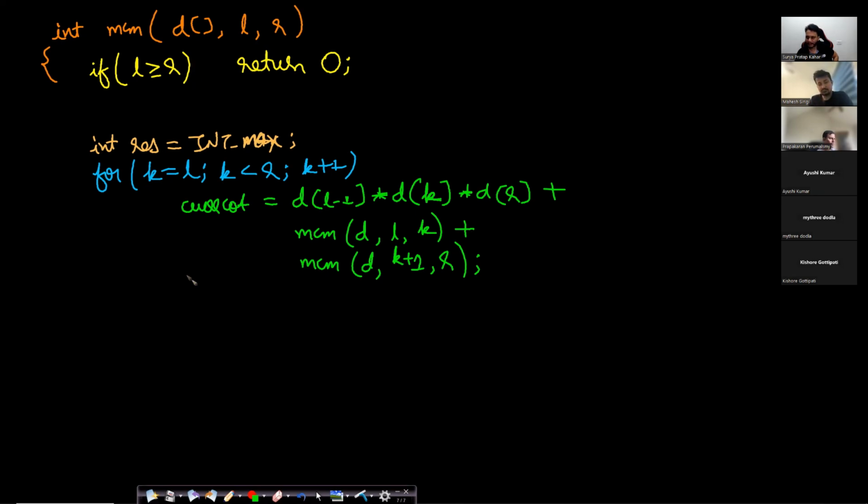And when you have got the current cost, then you will write the result will be equal to the minimum of result comma current cost. So in MCM, do we say D comma L minus 1 comma K in the for loop? We say current cost equal to D[L minus 1] times D[K] times D[R] plus MCM D comma L minus 1 comma K, isn't it?